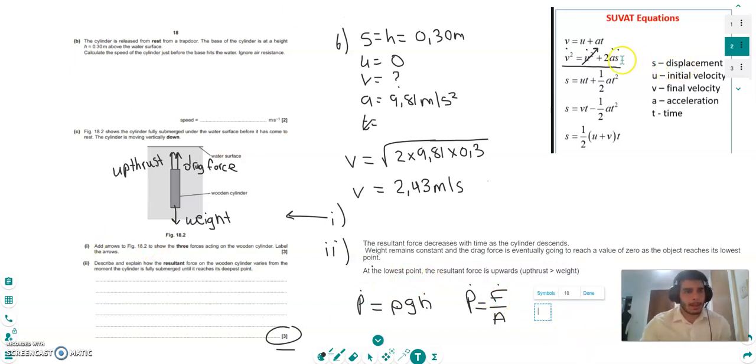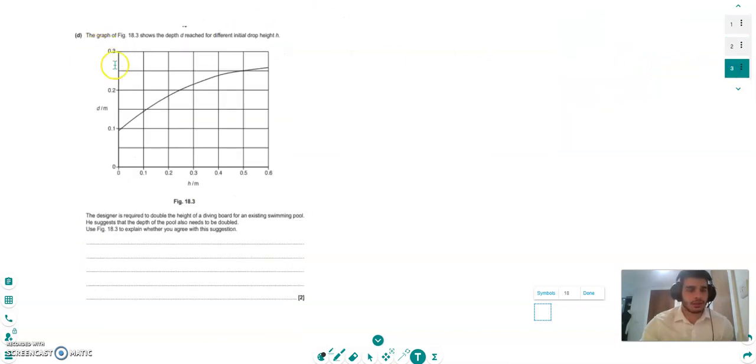I may have time for the third page as well. Let's try.